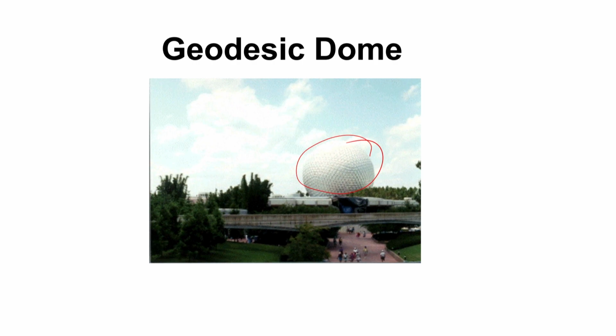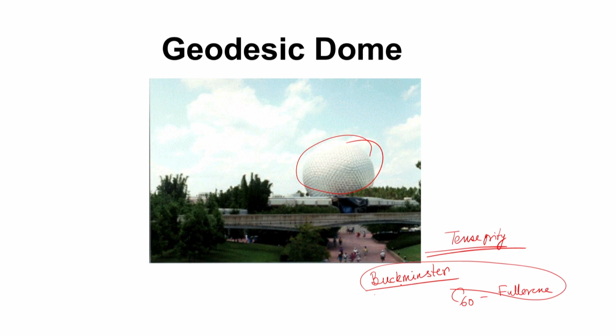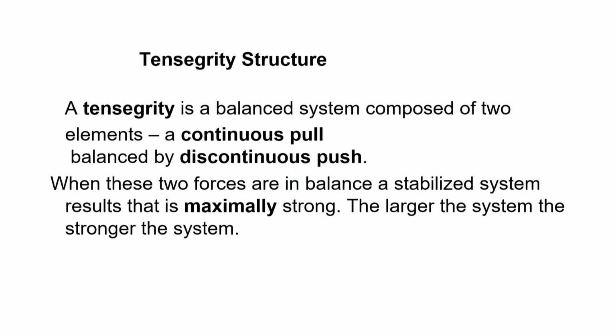which is a combination of hexagonal and pentagonal structure. This type of structure has a name: it is called tensegrity structure. This was first discovered by the famous architect Buckminster, and later it became world famous because a particular allotrope of carbon called C60, which is the Fullerene structure, is also found to have the same structure. So, the name came as the Buckminster Fullerene structure. So, these are tensegrity structures.